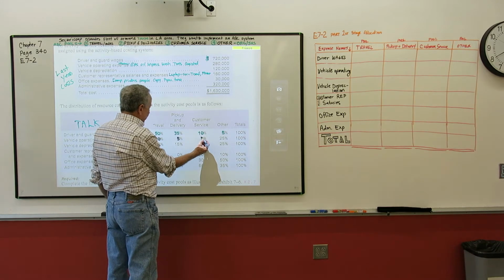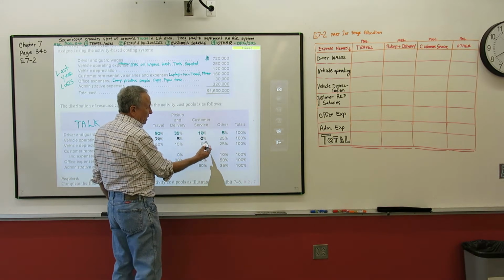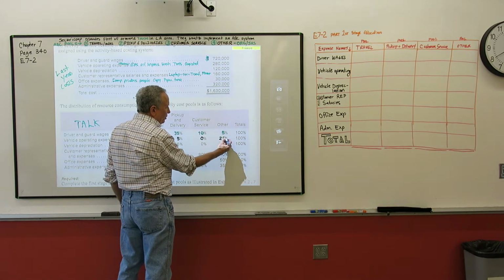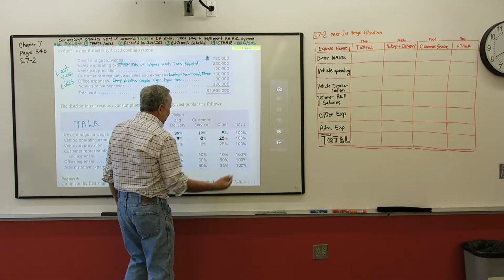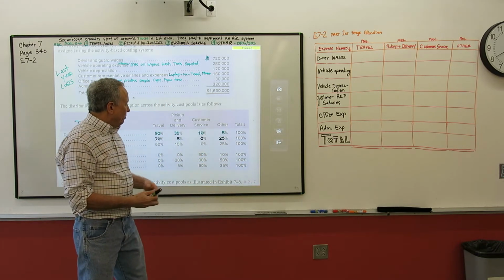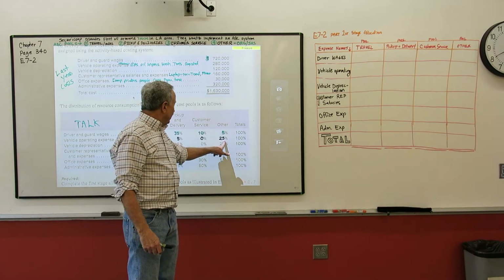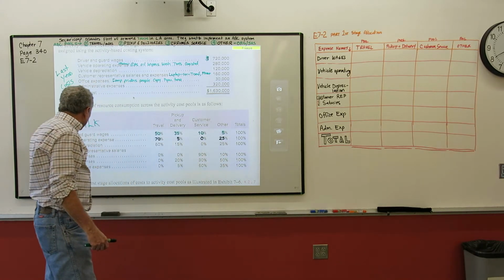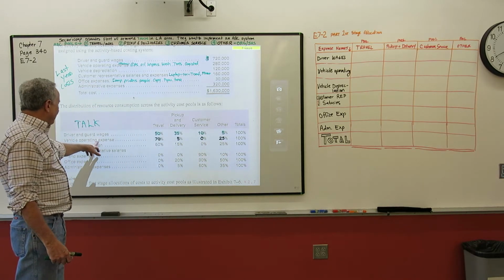Customer service, well, the truck, again, has nothing to do with that. And then the truck depreciates, let's say 25% of its depreciation is just occurring when it's sitting in the garage. So they allocate it this way. And they do that for everything.